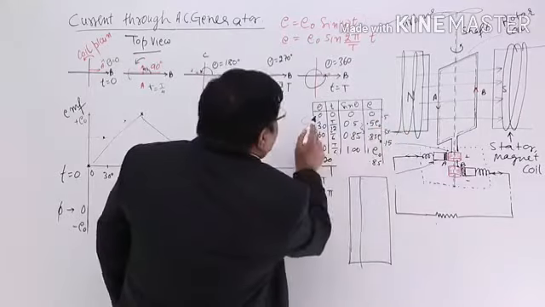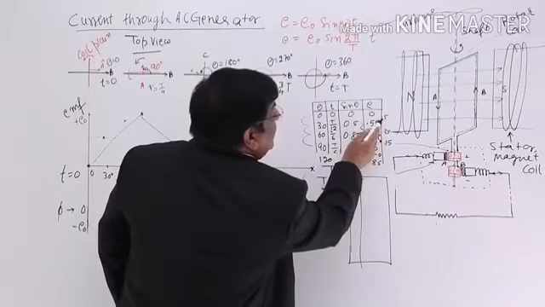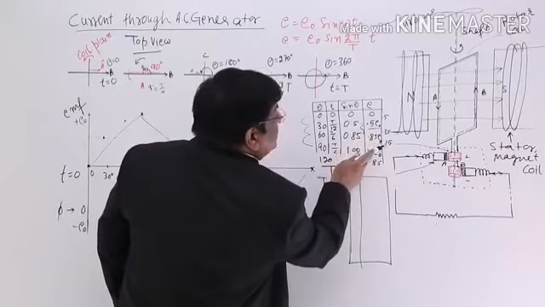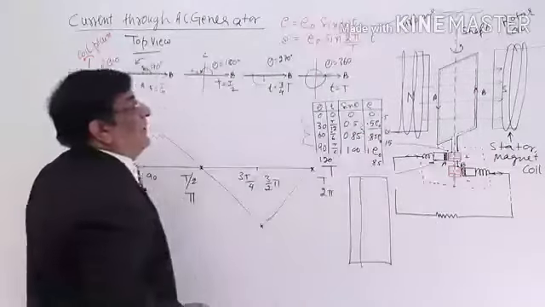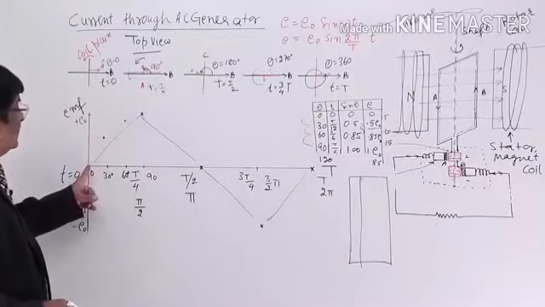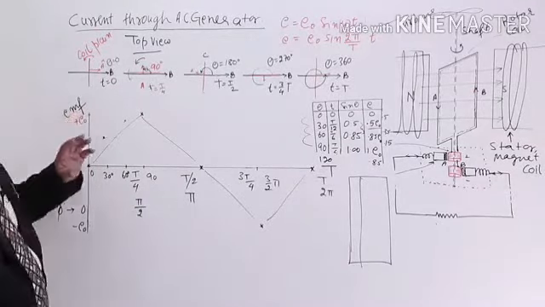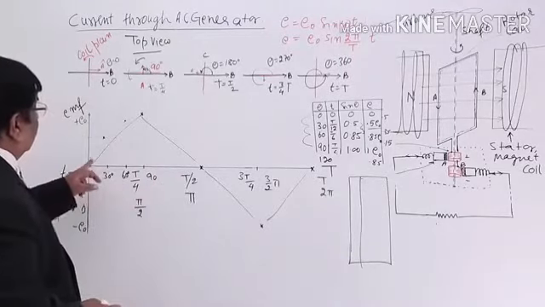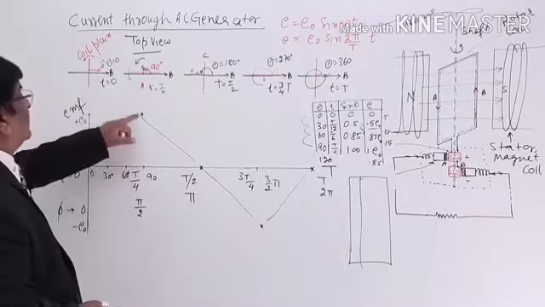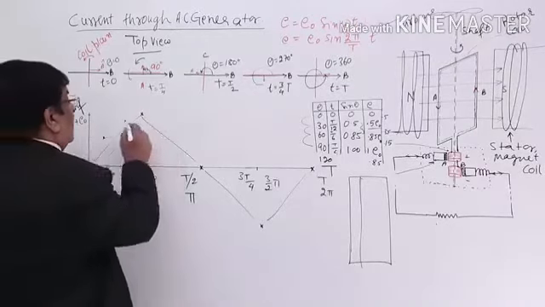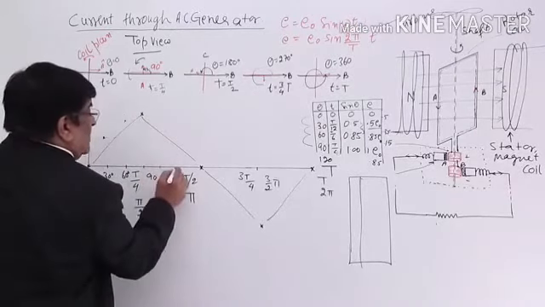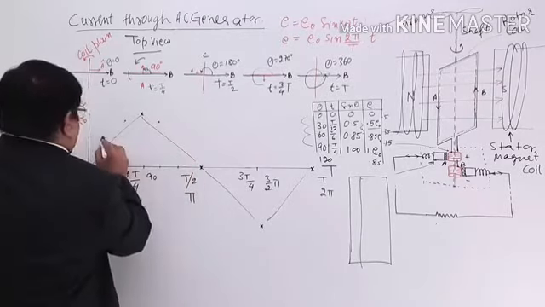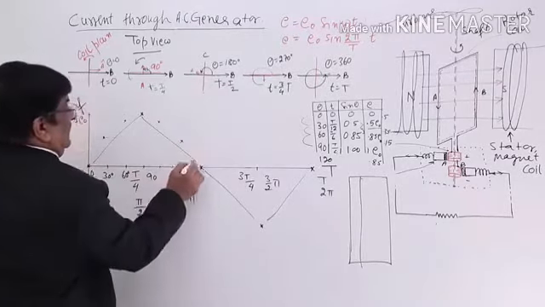See, 0 to 30, 0.5 E naught, 30 to 60, 0.35 E naught, 60 to 90, only 0.15 E naught. So, it is not rising uniformly. It is rising for the first 30 degree this much, 60 this much, 90 this much. And the same way it comes down. Here, it is here and here.